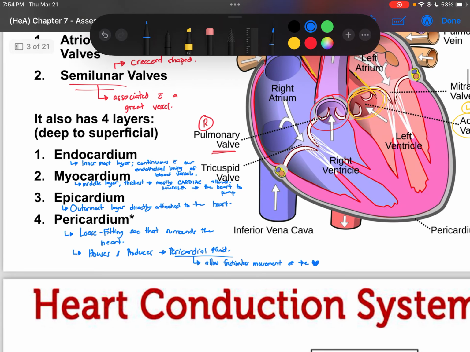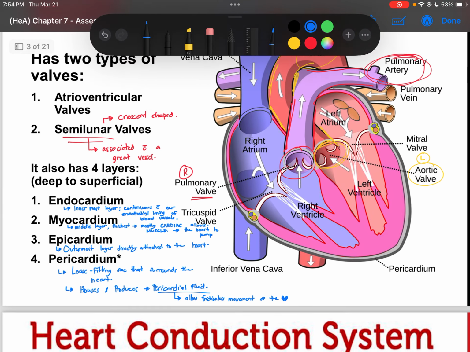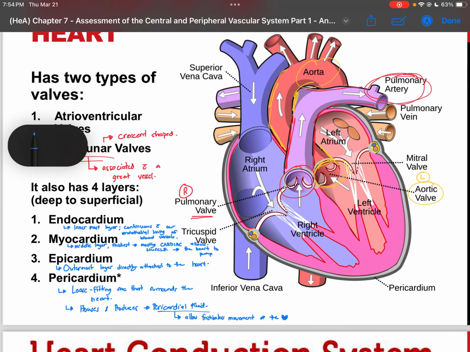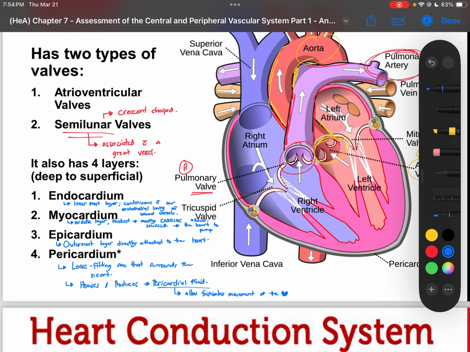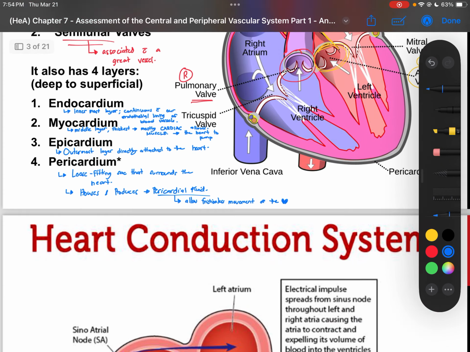But if you remember this, when you reach your medical surgical nursing, you will encounter diseases such as pericarditis, which is the inflammation of the pericardium, wherein during the inflammation, the patient might actually feel some pain when the heart is contracted.